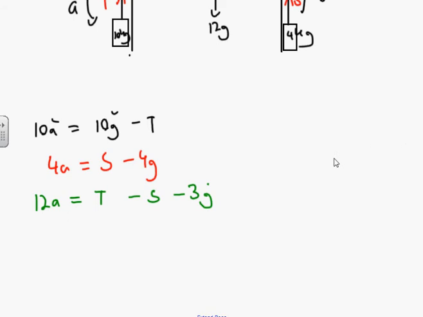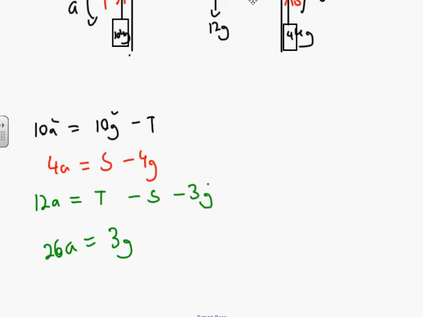Do you see what's happening here? 10a plus 4a, 14a plus 12a, 26a. Now look what happens here. 10g minus 4g, 6g minus your 3g, 3g.